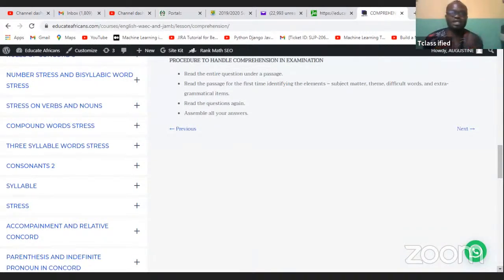So I'm going to give us a passage. We should be able to identify this. So when you are reading for the first time, make sure you identify all these. Then read the question again and assemble your answers. So this is the best way to tackle a comprehension passage.